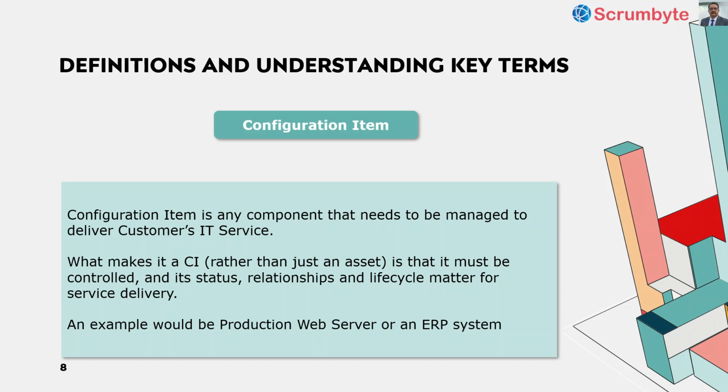So what is happening is that there is a board meeting, and everybody needs to get a copy of the agenda, and you need to print it out. At the crucial point, let's assume that you send your agenda to the printer, and the printer is not working. Then it's a failure of the IT service, right? Something like that is called a configuration item. So you don't need to think of it as an asset alone. A good example would be a production web server or an ERP system.